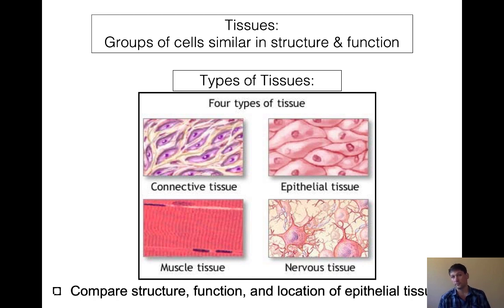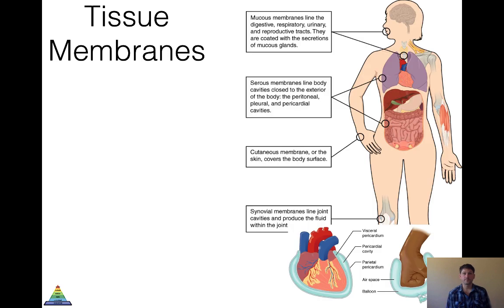So, four types of tissues: connective tissue, epithelial tissue, muscle tissue, and nervous tissue. We went over this at the beginning. Again, I cannot stress it enough. Practice that. Practice and memorize and draw it out.